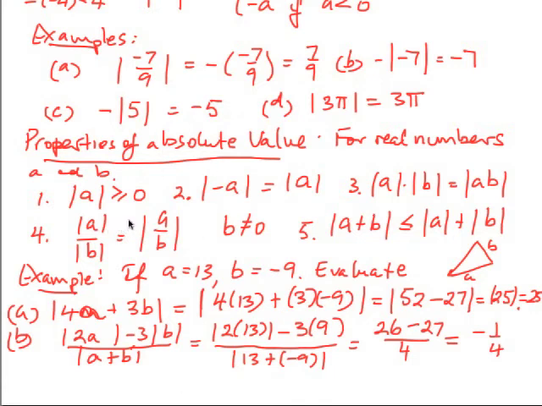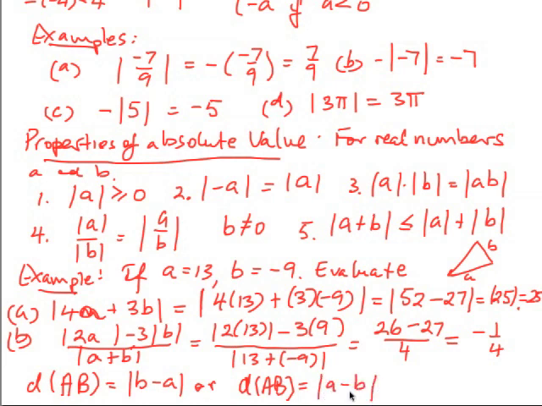Now, the objective of this, of course, is to always work out what the distance between two numbers is on a number line. And to do that, we say the distance between two points, A and B, on a number line is simply equal to the absolute value of B minus A. Or we could write it as, of course, the distance from A to B could in fact be the absolute value of A minus B. It doesn't matter which way we do it as long as we're taking the absolute value.